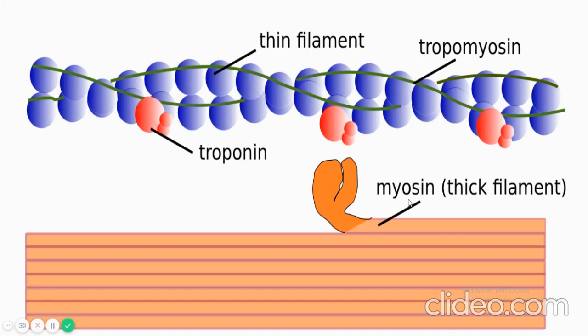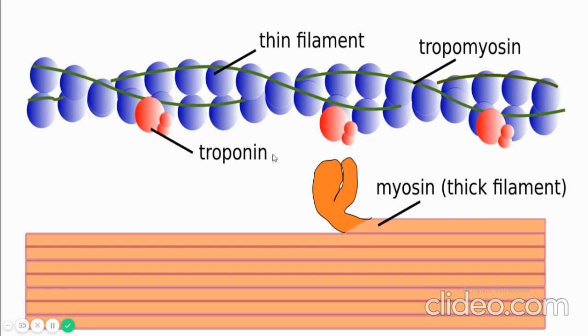But when the muscle is relaxed, in the resting state of the sarcomere, the myosin heads cannot bind to the actin because of the binding of tropomyosin. The binding of the tropomyosin to the actin prevents the binding of myosin heads to the actin.